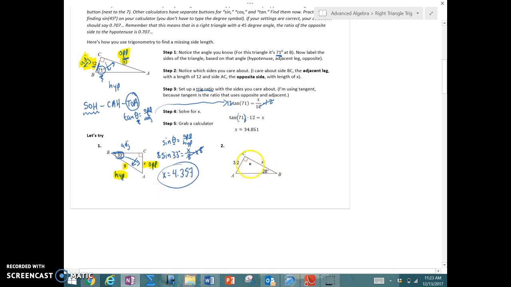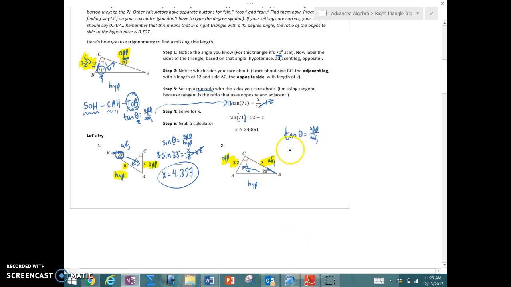Okay, and number 2, I follow the same process. Hypotenuse is across from this. The side across from the 28 degrees is opposite. And in this case, the x is the adjacent. So I highlight the things that I care about. I care about opposite because that's a number, and the adjacent because it's the x. I'm looking at tangent, because tangent of theta is equal to opposite over adjacent.